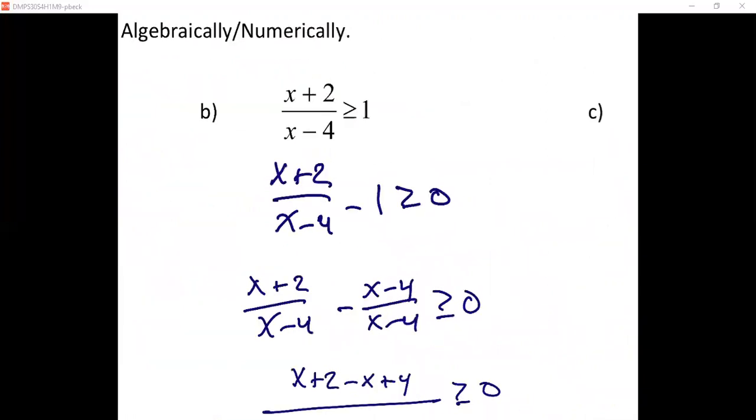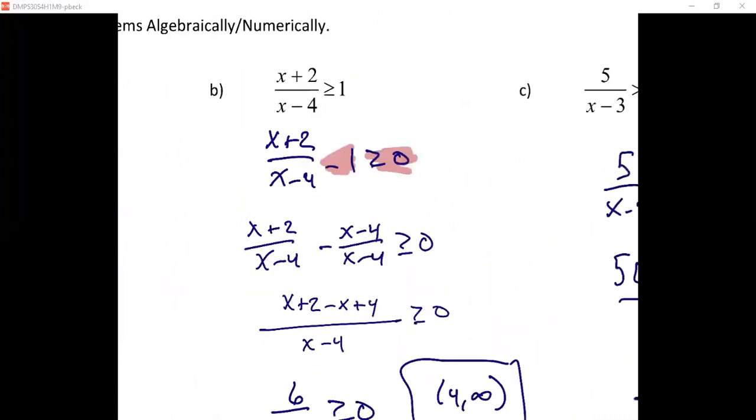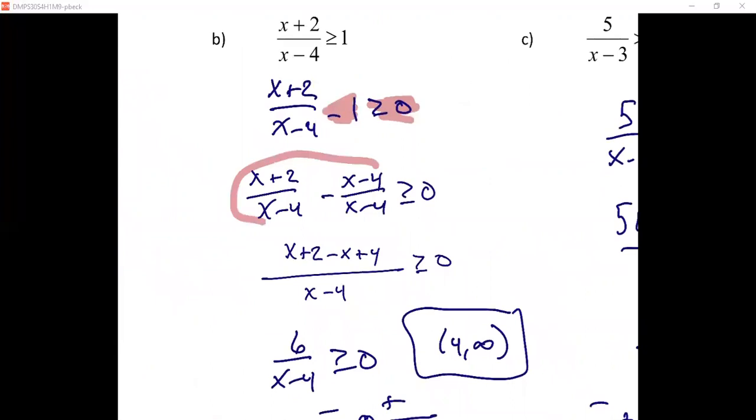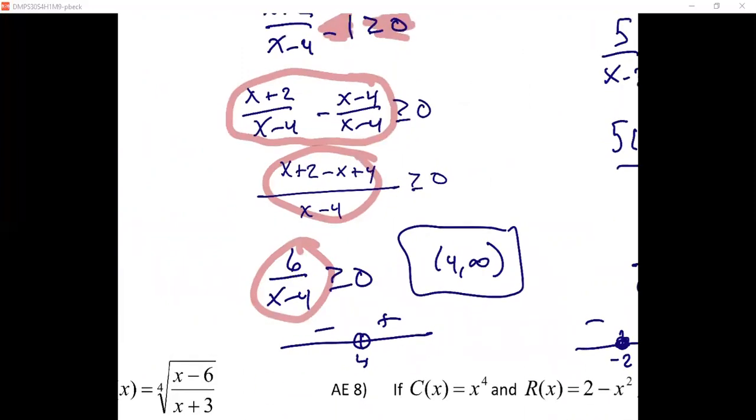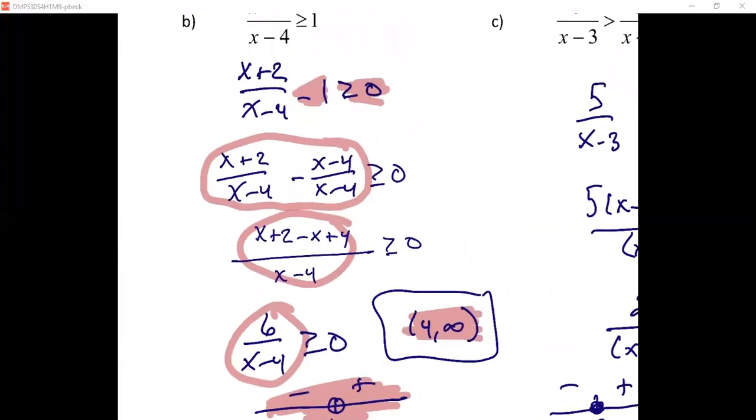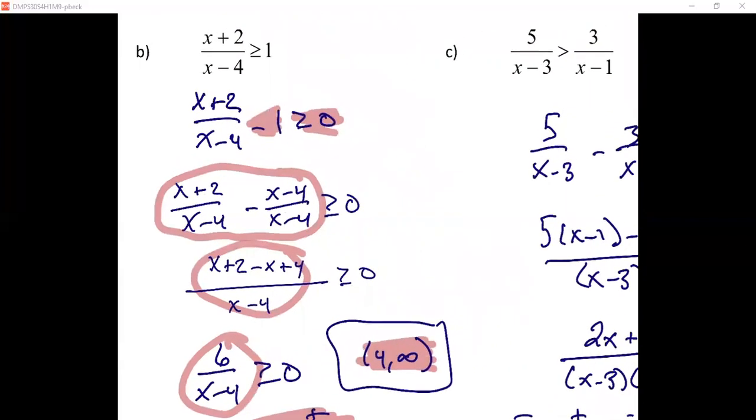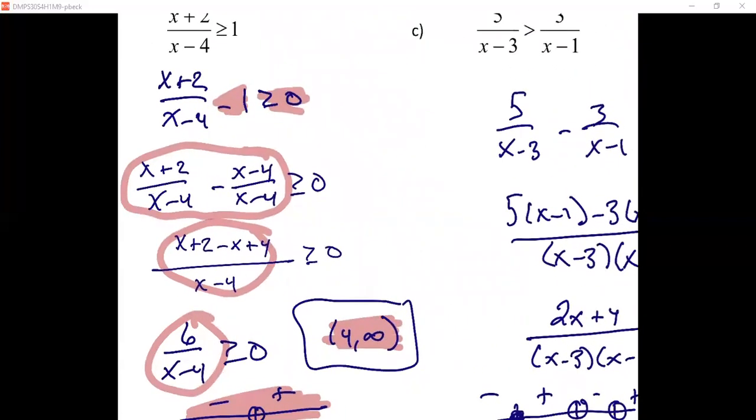So what do we have to do? We have to subtract 1, so it's now compared to 0. And then combine into one fraction. So to do that, I have a common denominator, join them together, and I get this overall expression. Once I get this overall expression, then I could test for positive and negative, and I get the answer from 4 to infinity. Where students make mistakes is they cross multiply right away, and you're not allowed to do that.